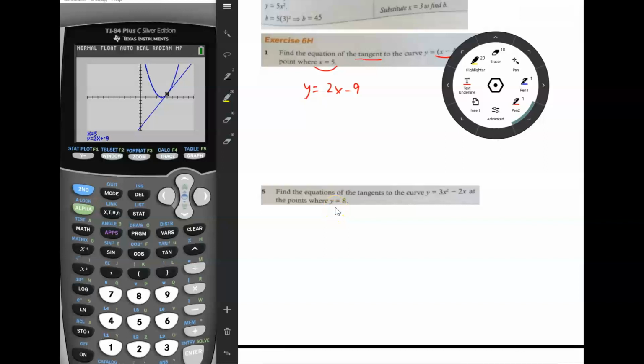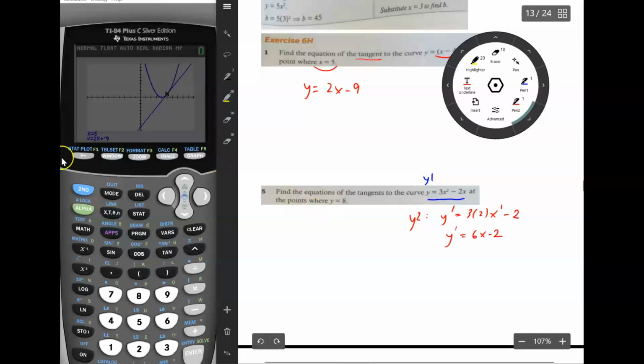Okay, so since we don't really know what we're doing yet, we're going to take our first function and program it into y1, the blue function. Then we're going to take the derivative function and put that in y2. So y dash equals 3 times 2x to the first minus 2, and we're going to simplify that. It becomes 6x minus 2. Y dash equals 6x minus 2.